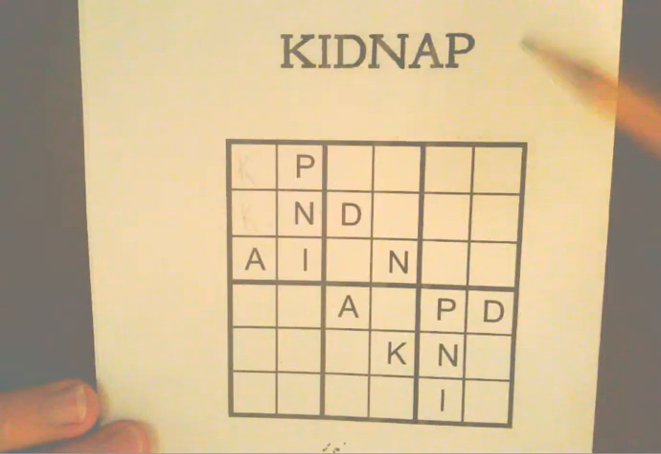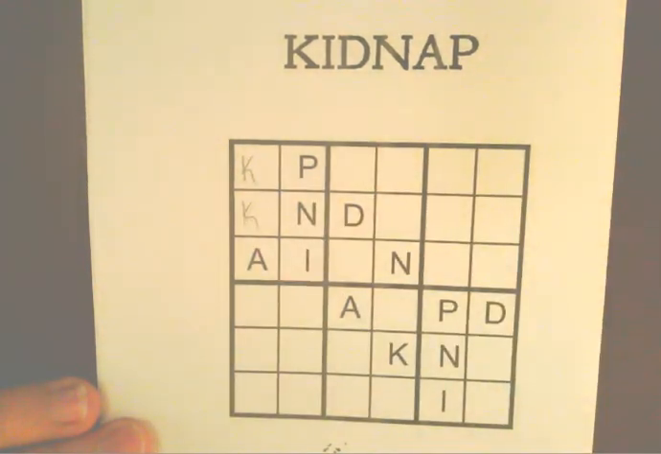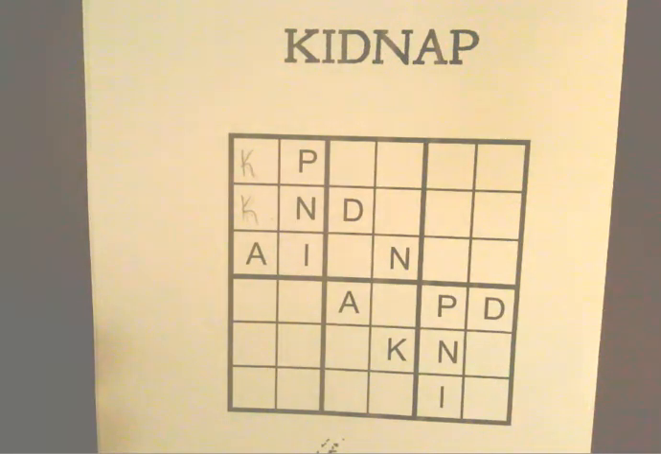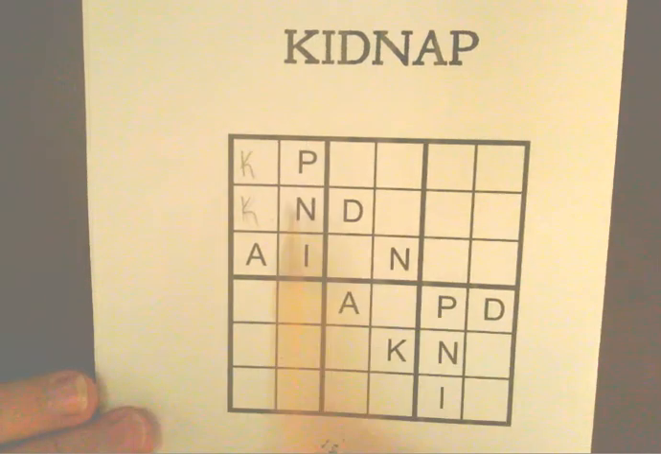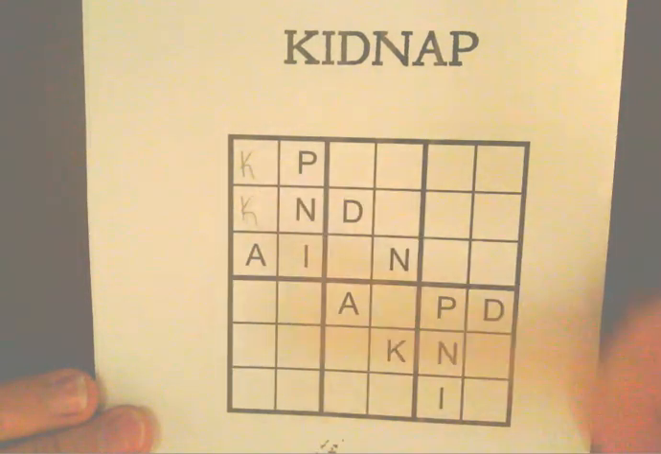We'll start with our K, and it's a possibility that this one could be a K or this one could be a K. So I always use a pencil because I like to lightly write in what I think it might be, and then I can always do some erasing later. I don't have a K in this row, I don't have a K in this row, and I won't have any other K's in this row. So it's good for right now.